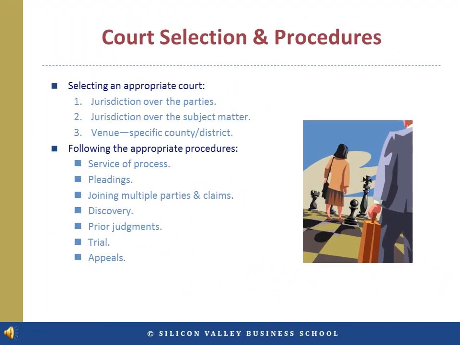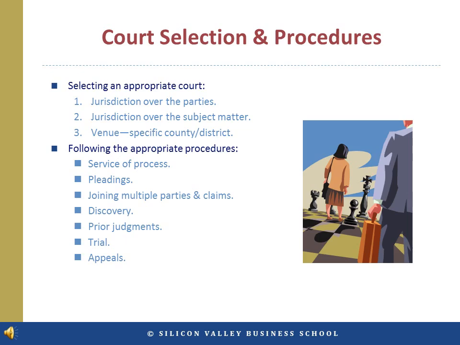Civil procedure involves the selection of an appropriate court to hear a particular case, and following certain procedures when dealing with the court and other parties. In selecting an appropriate court, there are three important factors to consider. The court must have jurisdiction over the parties, must have jurisdiction over the subject matter of the case, and must satisfy rules regarding venue. Venue refers to the selection of the most appropriate county or district to hear the case.